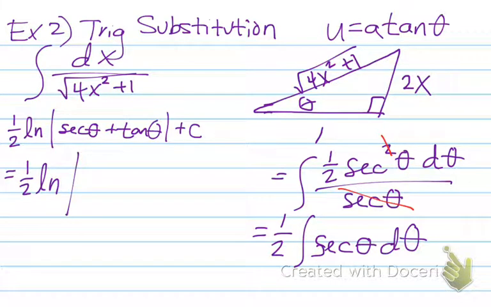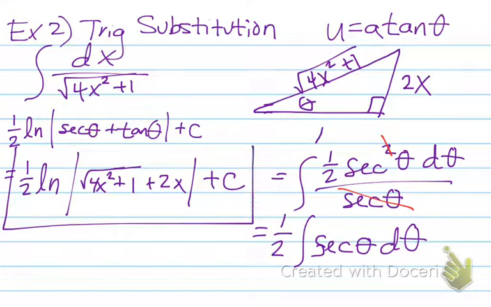And then looking back at our triangle that we drew up above, secant theta is hypotenuse over adjacent, so that would be the square root of 4x squared plus 1. Tangent theta is opposite over adjacent, so that would be 2x over 1, I'm sorry, so we're just 2x. Absolute value plus c, and that's our answer.